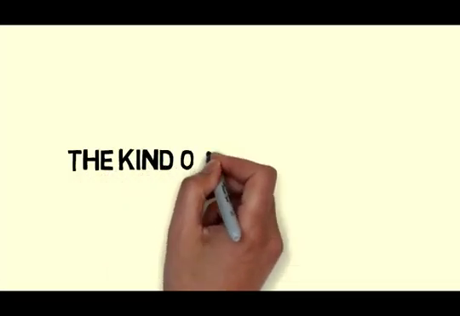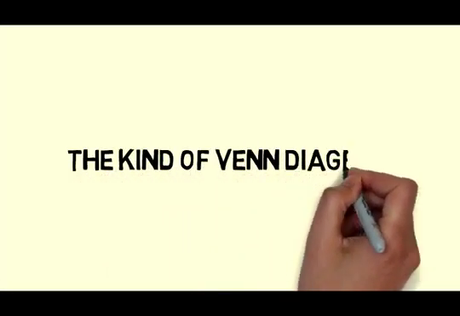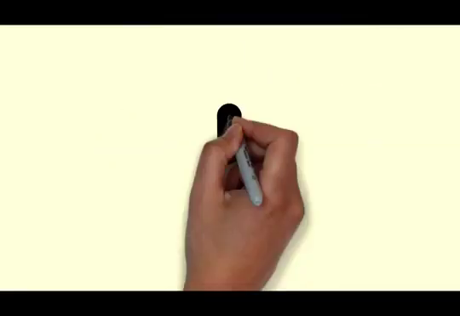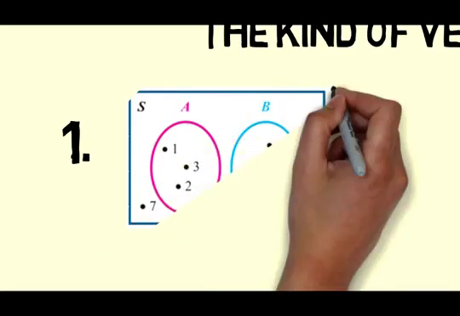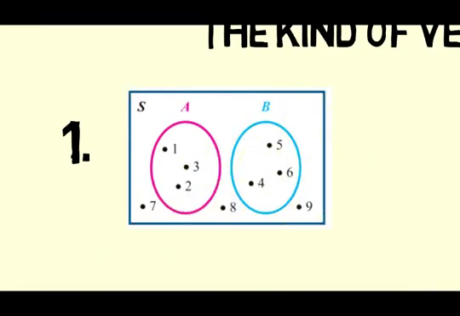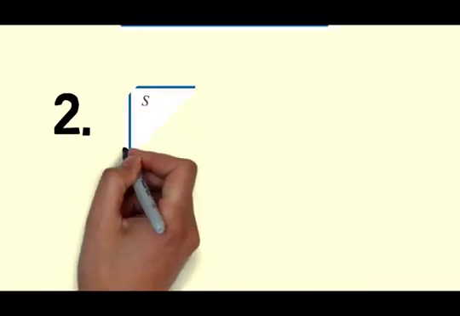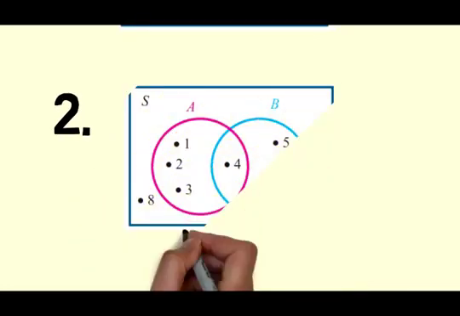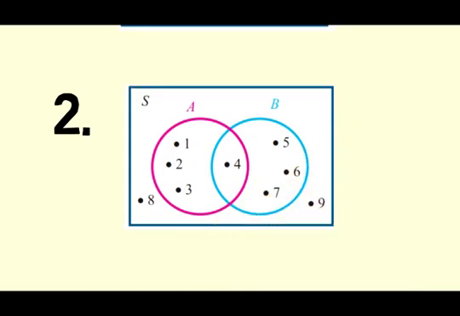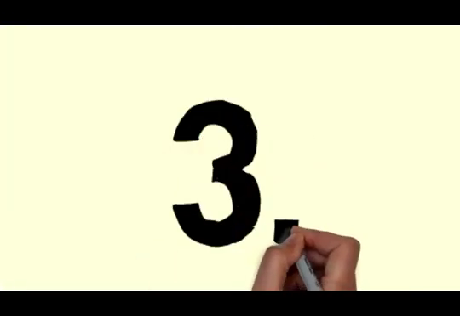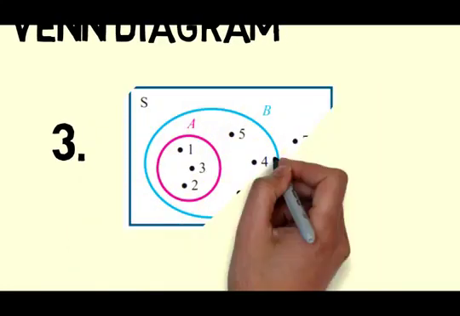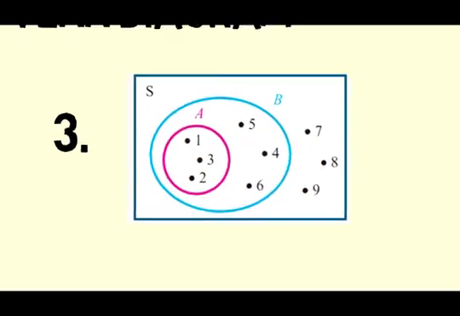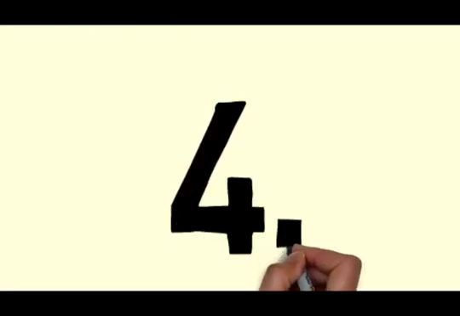The kinds of Venn diagram. There are 4 kinds of Venn diagram. Number 1. Number 2. Number 3. And number 4.